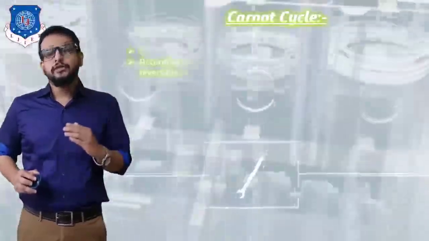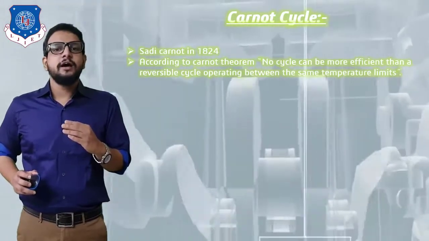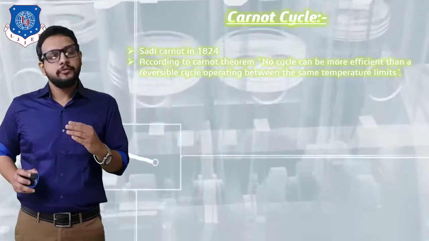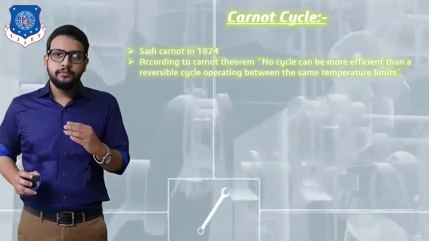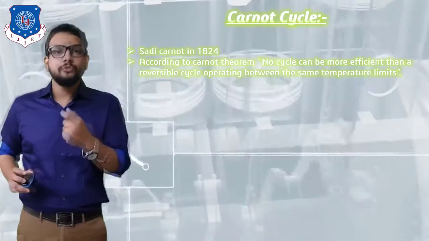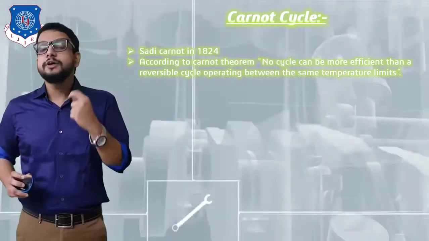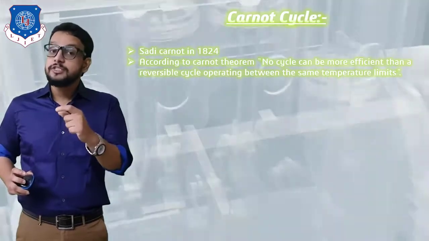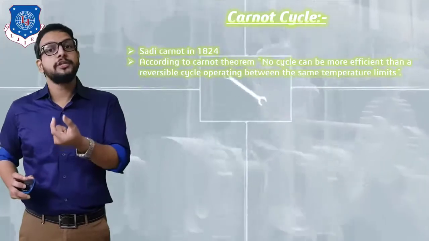So giving an introduction regarding Carnot cycle, it was developed by Sadi Carnot in the year 1824. According to him, he has given a theorem that is called the Carnot theorem: no engine can be more efficient than a reversible cycle or a reversible engine which can operate between the same temperature limit.